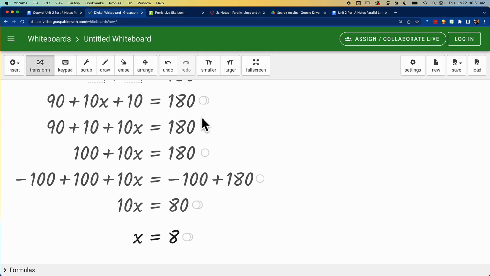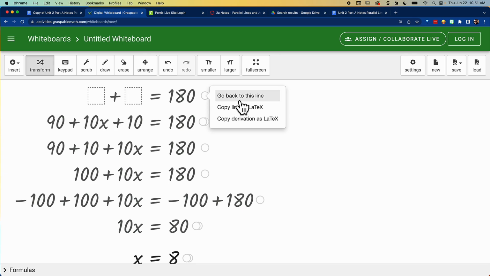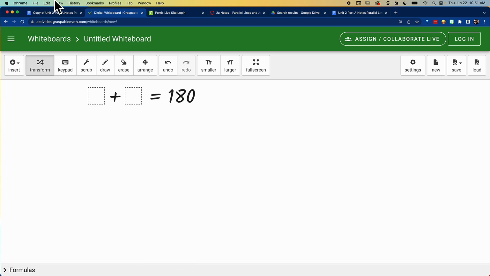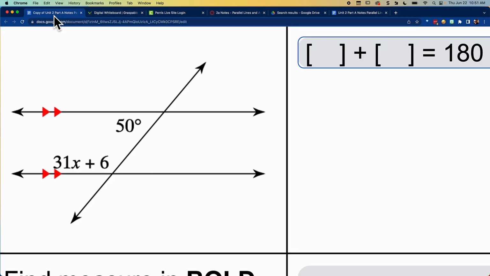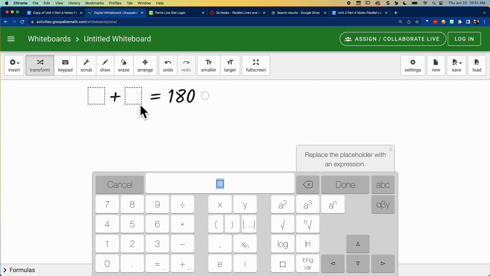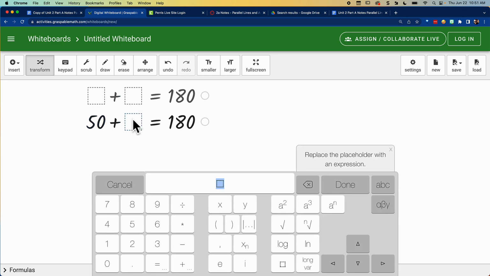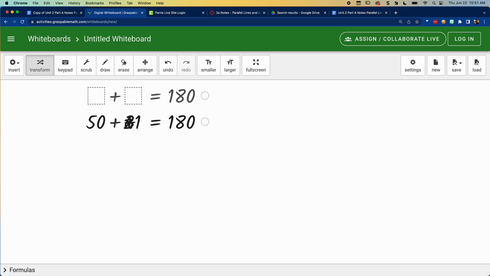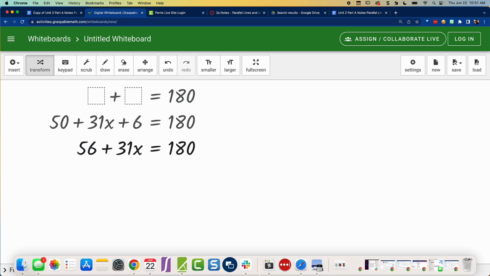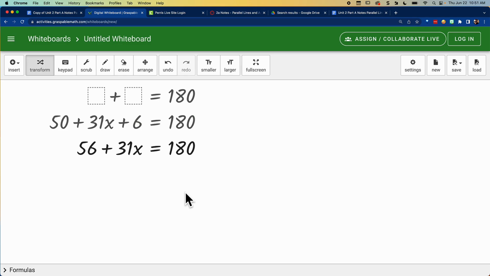I'll go back to my digital whiteboard, and I'm going to go back to the original line because I have two things add up to 180. And the two things are 50 and 31x plus 6. Something that's neat that you can do with Graspable Math, but I haven't done a lot so far, is you can actually drag two things that can be combined on top of each other, and it will go ahead and add them together for you if you didn't want to put them next to each other.